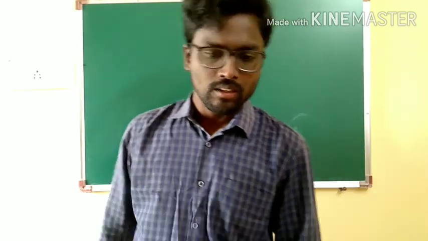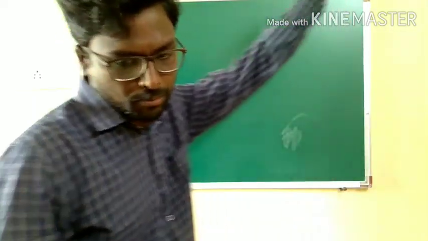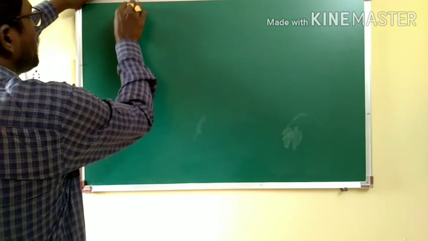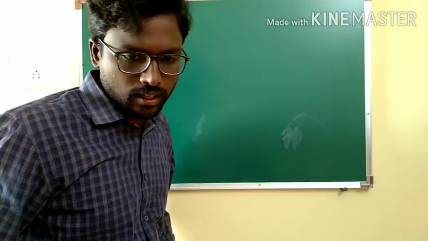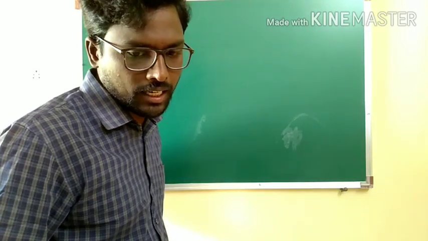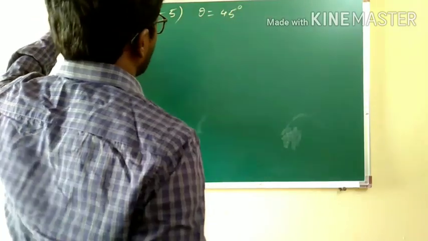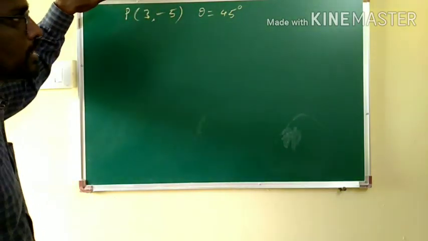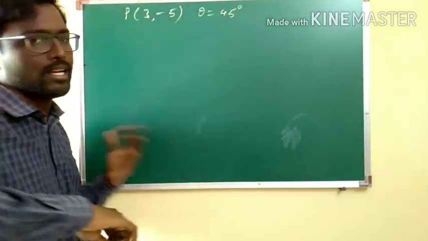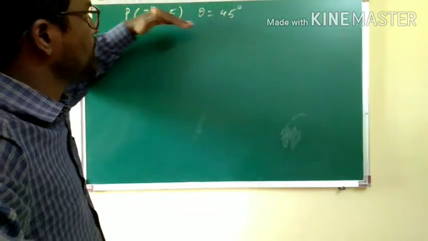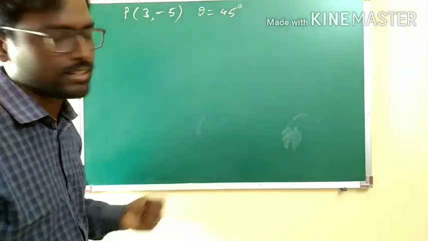What was the problem I gave yesterday? Through the point P (3, -5), a line is drawn inclined at 45 degrees, which means theta is equal to 45 degrees. First, what shall we do? We'll break the problem up and solve the equation, because first of all we should know the equation of the line which is passing through (3, -5) and is inclined at 45 degrees with the positive direction of the x-axis.